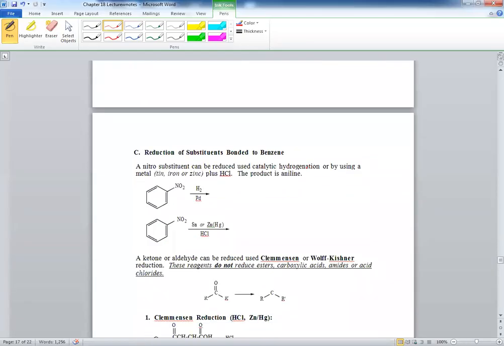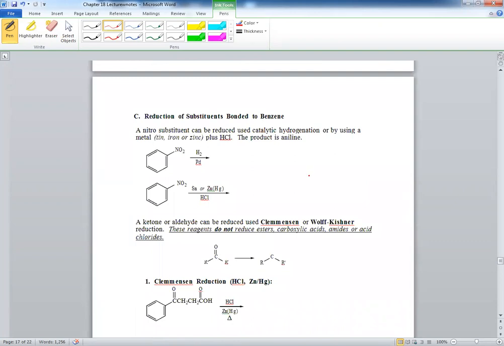In part C, the reduction of substituents bonded to benzene, the most common one is when you have a nitro group and you would like to reduce this to an amine group, an NH2, to create aniline. So if you react nitrobenzene with hydrogen gas over palladium metal, you will get aniline.